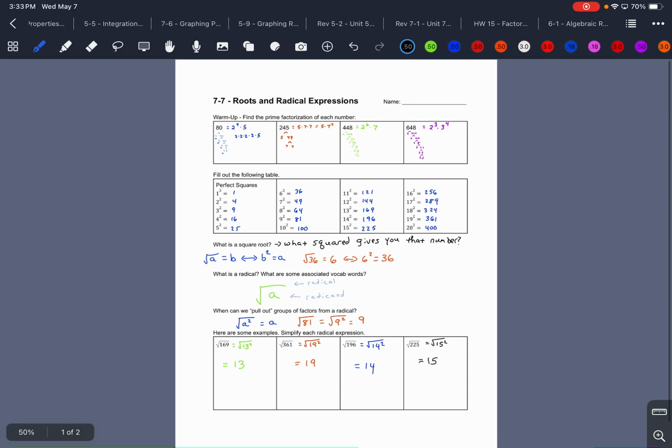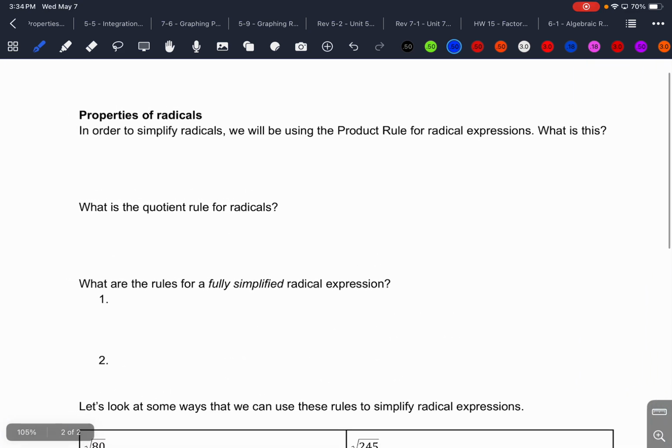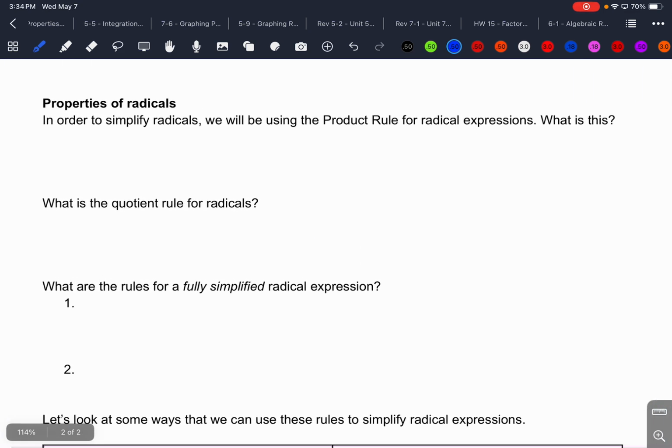All right. So now what we're going to do is look at properties of square roots so that we can build on this. So in order to simplify radicals, we're going to be using the product rule for radical expressions. And what that means is that when you have the square root of a times b, this can be written as the square root of a times the square root of b. So if you have things multiplied together, each individual factor can get its own square root. That's going to be a really useful tool.